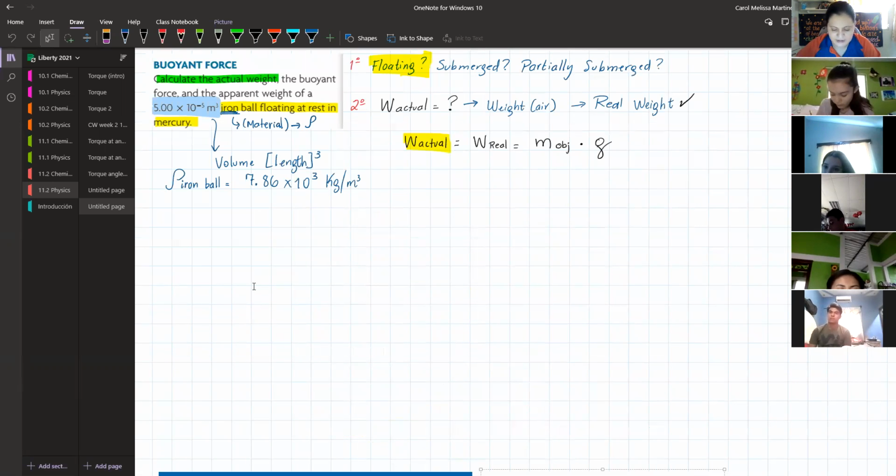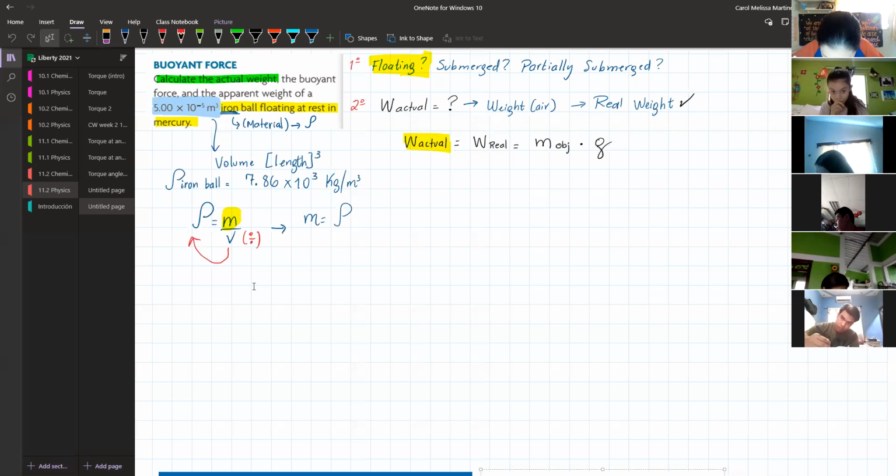So knowing the density and knowing the volume allows me to get the mass, okay? Remember, this is the main formula. If I need to isolate the mass, it means that I need to move the volume that is dividing to the other side of the equation by making a multiplication. So mass is going to be equal to density multiplied times the volume. Now you just plug in the givens.